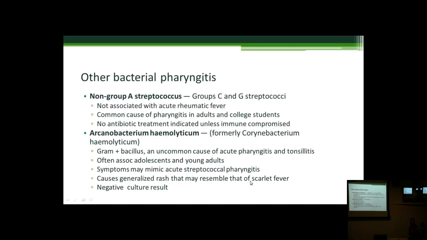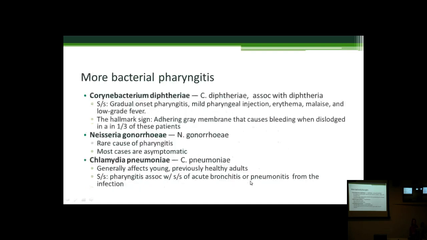Another additional cause is Corynebacterium diphtheriae. Diphtheria can still be hanging around, hasn't been eradicated yet. General symptoms include pharyngitis, severe erythema, malaise, low-grade temperature. But the hallmark is the gray membrane that when you're trying to scrape it off or rub it off, it can cause some bleeding, and it doesn't come off.